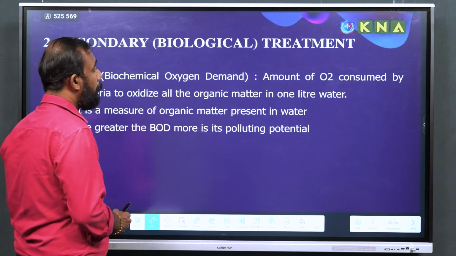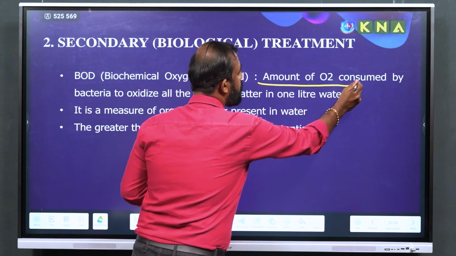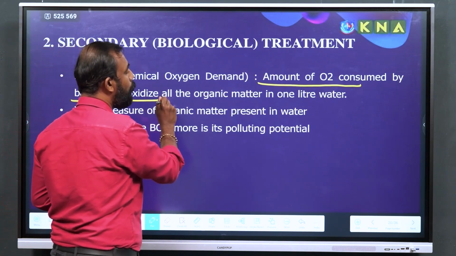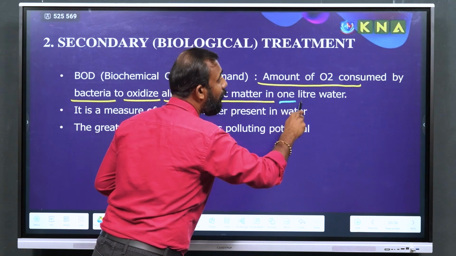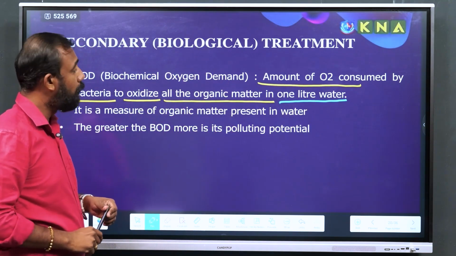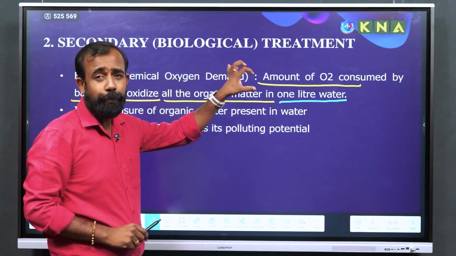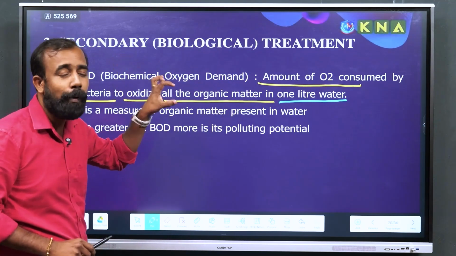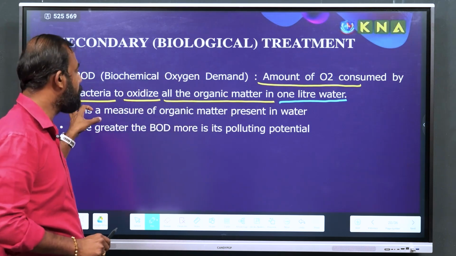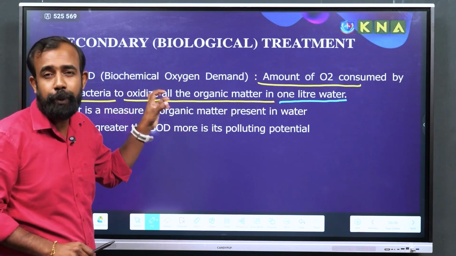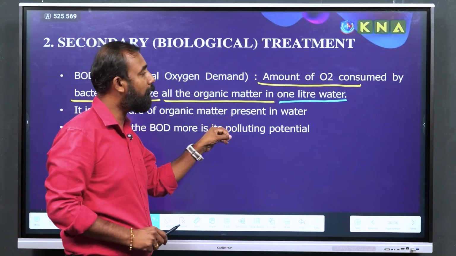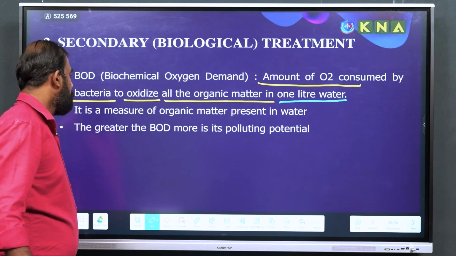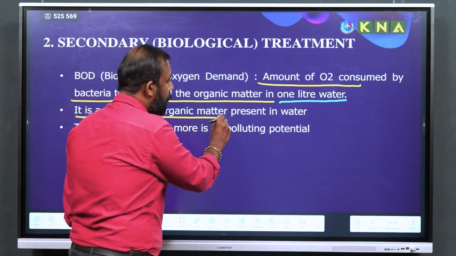So what is BOD? BOD is the amount of oxygen consumed by bacteria to oxidize all the organic matter in 1 liter of water. It's very important. This is called BOD. It is a measure of organic matter present in the water.